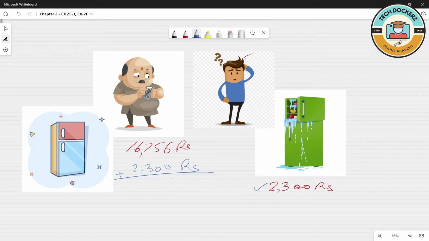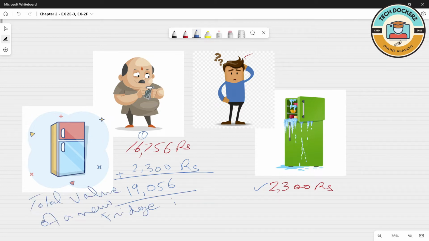6 plus 0, 6. 5 plus 0, 5. 7 plus 3, 10, 0, and 1 will be carry. 1 plus 6, 7. 7 plus 2, 9, and 1 will be as it is. We will place the comma. So the total cost of a new fridge is 19,056 rupees.